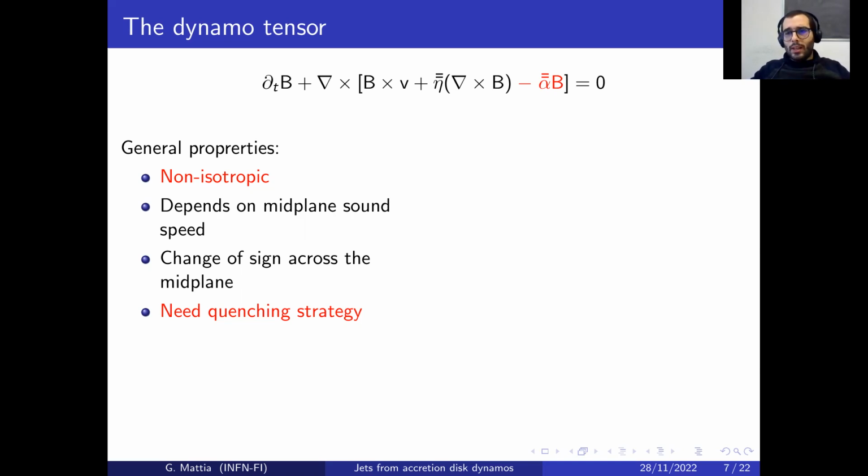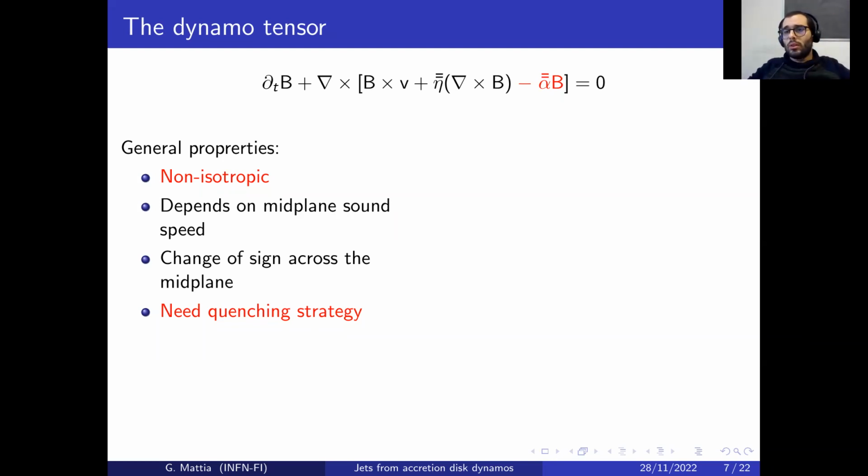We know that if the disk is thin enough, we can neglect the non-diagonal components, because the non-diagonal components scale with the disk height. And this is what I did during the entire simulation. So I dealt with thin disks. There are also some additional properties, like a dependence on the midplane sound speed. We can safely assume that the dynamo changes sign across the midplane.